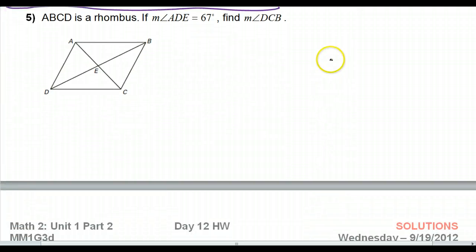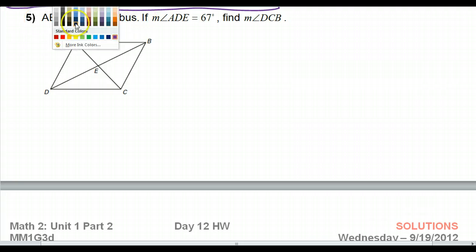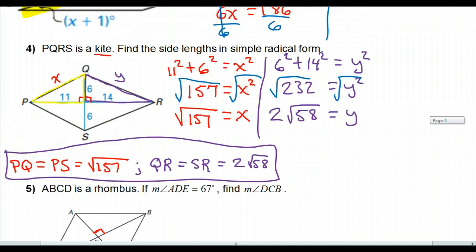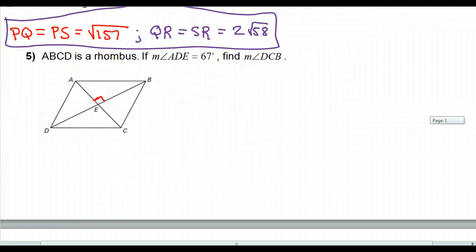All right, looking at number 5. So this is a rhombus. So once again, if this is a rhombus, that means 2 things, special properties. That means these are right angles, all of these are right triangles, and it also means this has symmetry. Was this a rhombus up here? No, that was a kite. A rhombus has symmetry. Both diagonals are lines of symmetry.